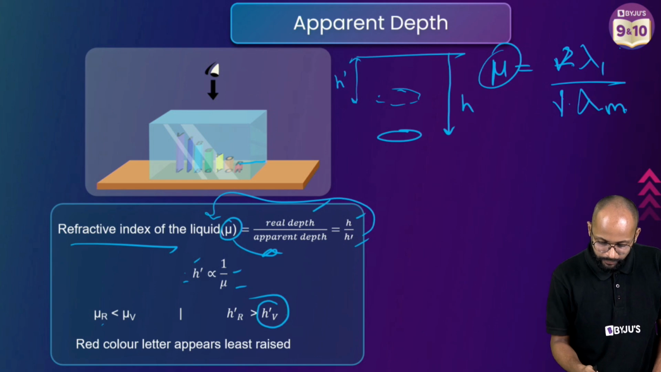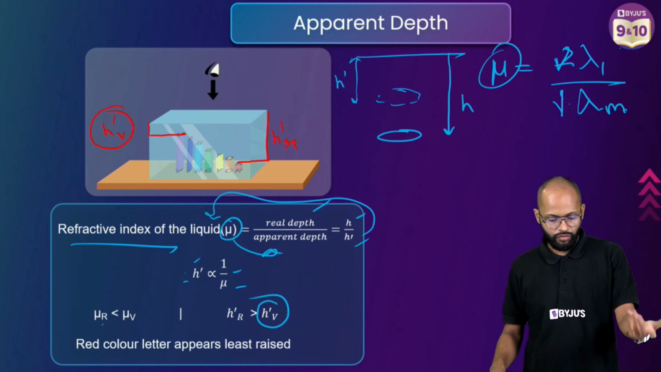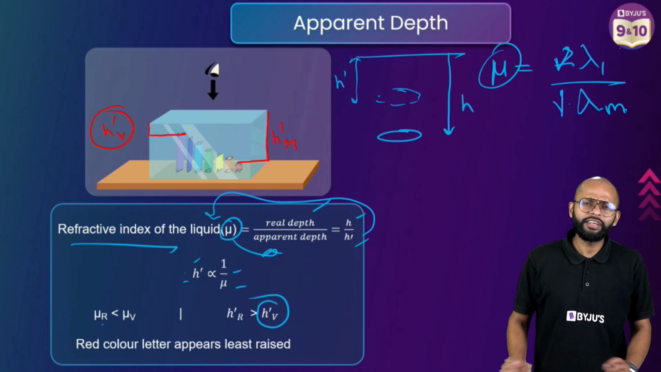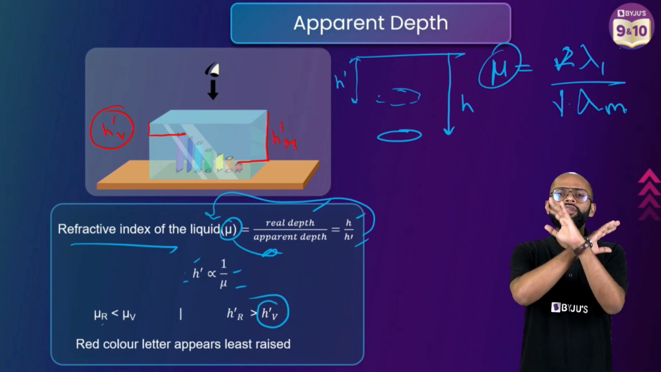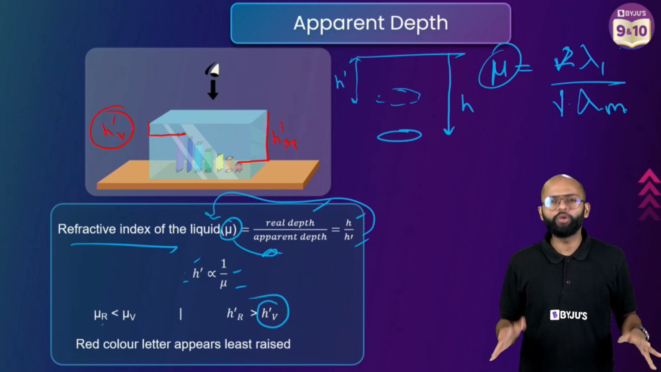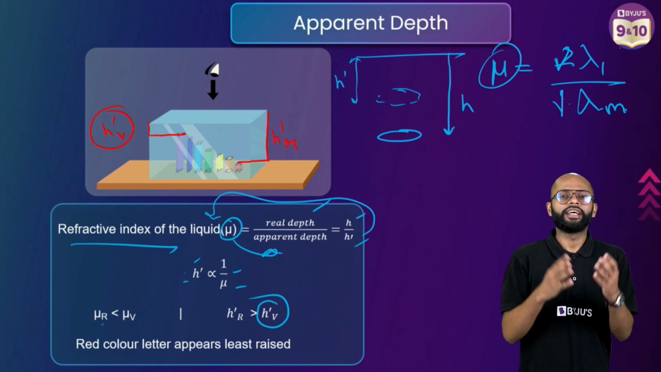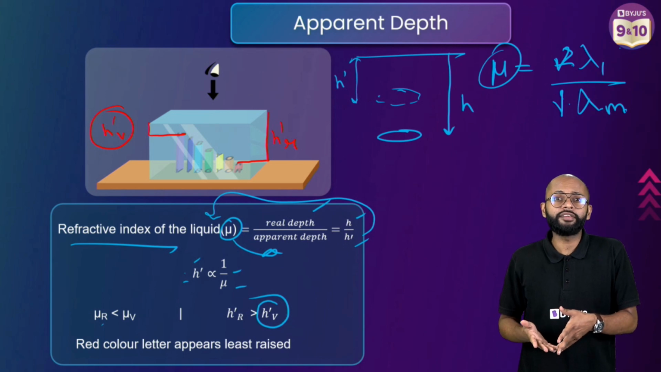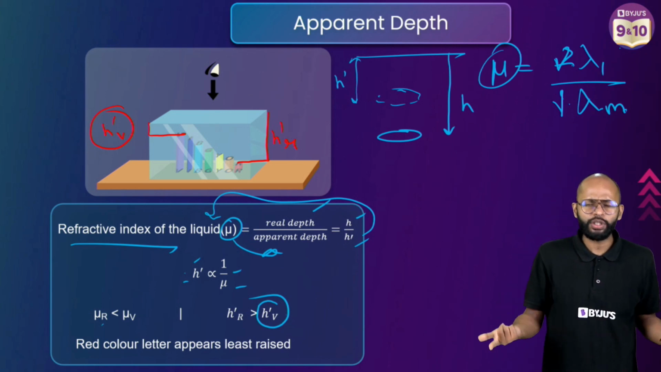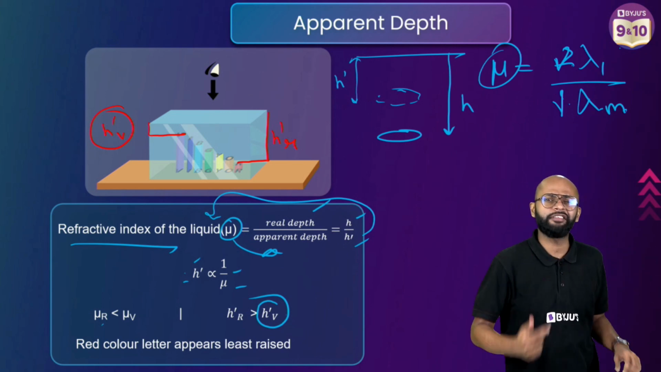This here, wait, let me mark it with a separate color. This here is the H dash of R, and this here is the H dash of V. So H dash of R is more than H dash of V. Very simple, right? Don't get stuck in only mathematics. Use your logic. Who bends more? Violet bends more. The one that bends more, it will give you more shifting, right? So that's why violet will have more shift. It will have lesser apparent depth.